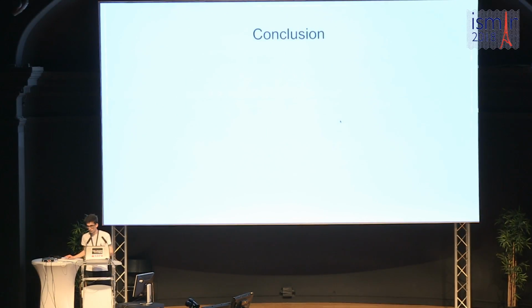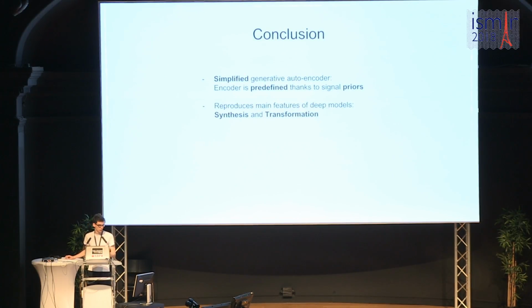Right, so to conclude, we've introduced a simplified autoencoder where the encoder is predefined thanks to priors. It reproduces the main features of deep networks, notably synthesis and transformation of music signals.